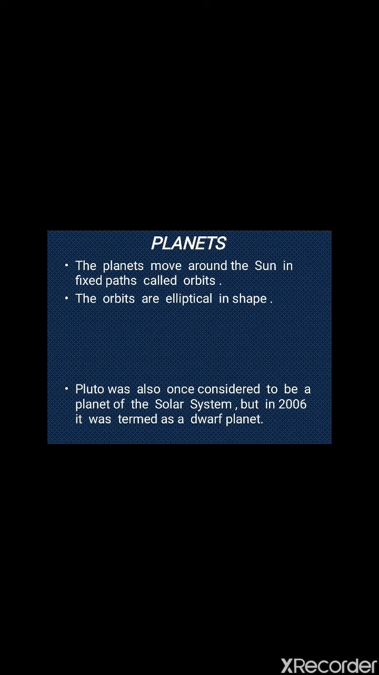Now the planets move around the Sun in fixed paths, which are called orbits, and these orbits are elliptical in shape. Now when we say elliptical, it does not mean a complete round, but this, as you see in the animation in the figure, is what an elliptical orbit looks like, an elongated orbit, not a perfect circle but elongated. Elliptical is the word used for the shape of the orbit of the planets.